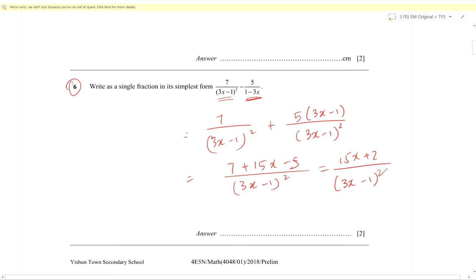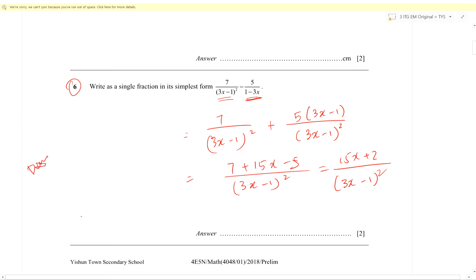Yes? Sorry? Can you have negative? What do you mean? Negative 3x what? Negative 15x minus 2. That is wrong already. What about the denominator? Same, then your answer is wrong. 1 plus 3x as the denominator will also not be correct. 1 minus 3x. 1 minus, okay.